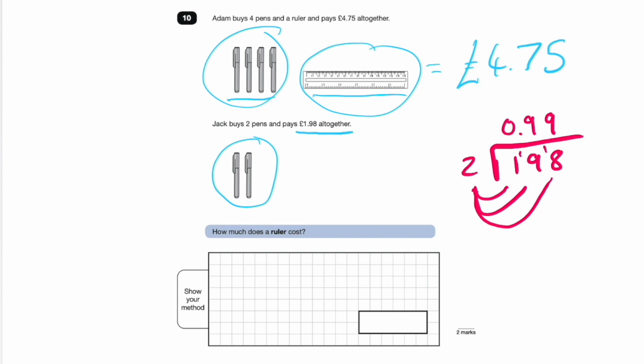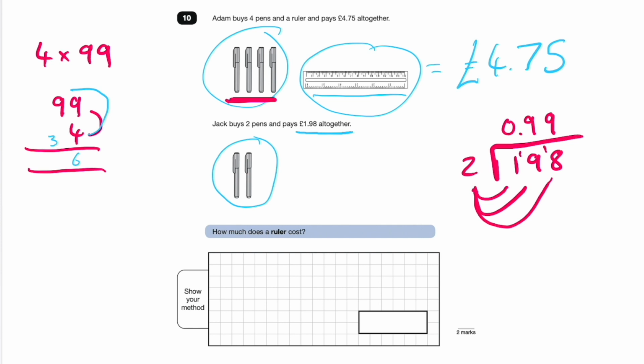So now we can use that knowledge to help us work out how much the ruler costs. Because Adam bought 4 pens. So let's see how much he spent on pens. If each pen is 99 pence, we're going to do 4 times 99. I can do that in my column method. 99 times 4. 4 9s are 36. And again, 4 9s are 36, but plus my 3, 39. So I have £3.96. So he spent £3.96 on just his pens.